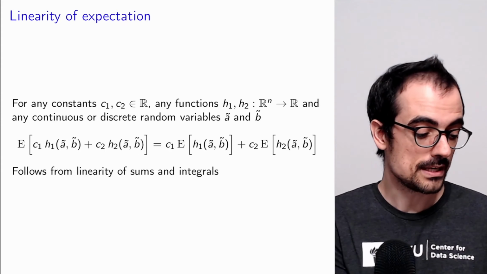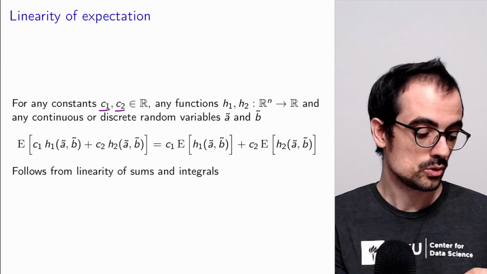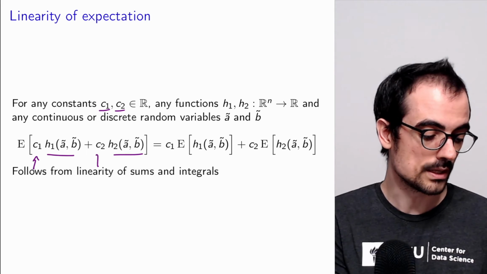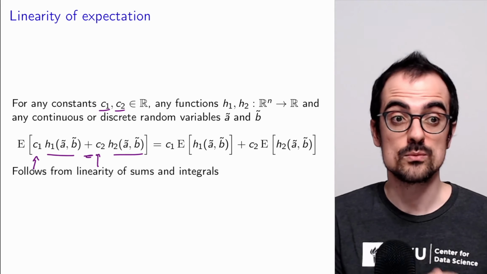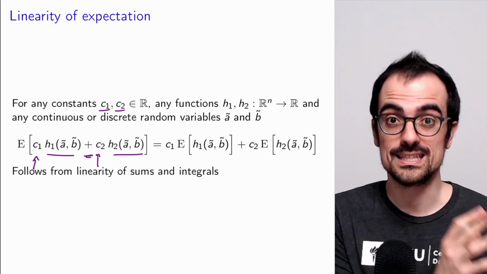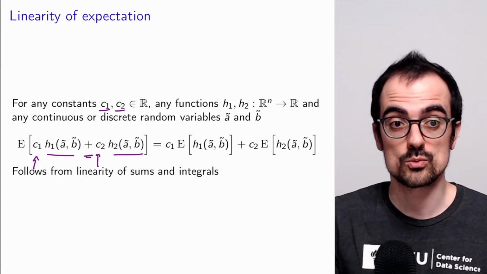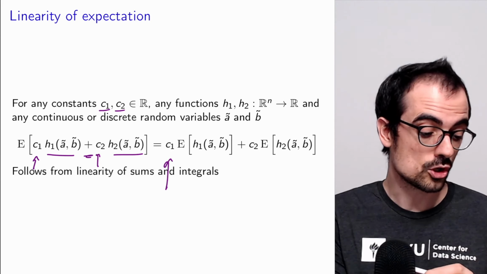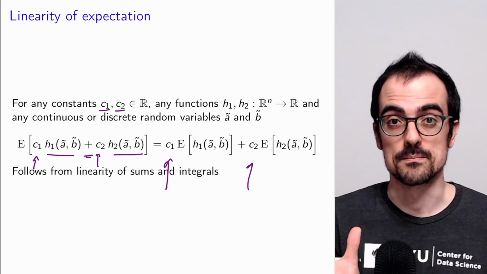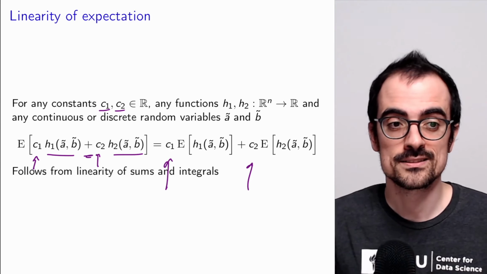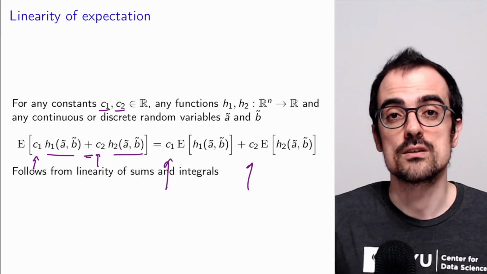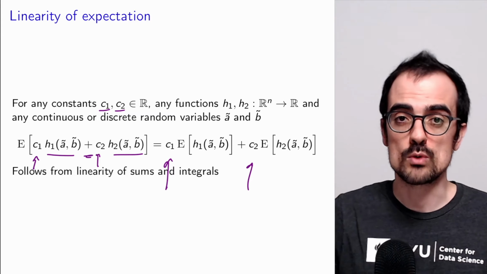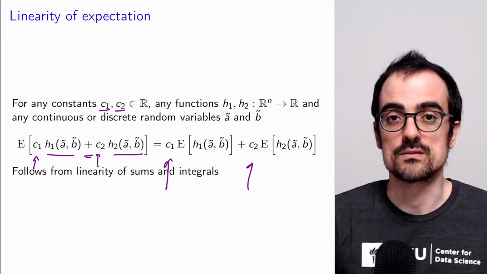If we apply any constants C1 and C2 to any function of two random variables, and then we sum them, and we want the mean of that linear combination of the functions of the two random variables, this is going to split into those constants multiplied by the means and then summed. So the linear combination of the means. This follows from linearity of sums and integrals, just as in our example, and this is used all over the place when we manipulate means or expected values.